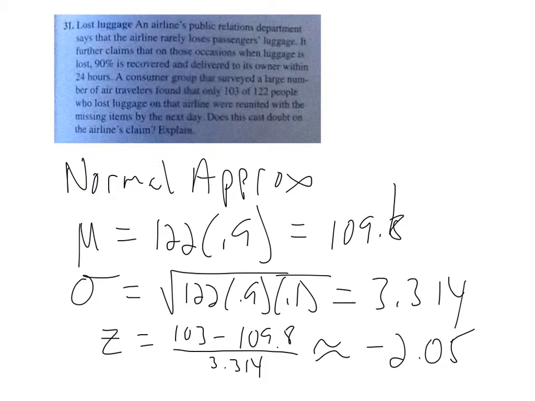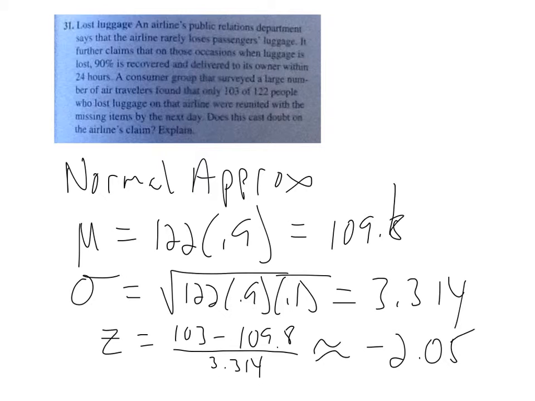So the central limit theorem applies, in which case we can use that normal approximation of the mean, and that's what the mean is, and that's what the standard deviation is. If we calculate a z-score for the 103 people, we get a little over 2 standard deviations below that supposed mean. It's not much over 2 standard deviations away. So I think it casts doubt on the airline's claim. But that's not even doing a significance test.